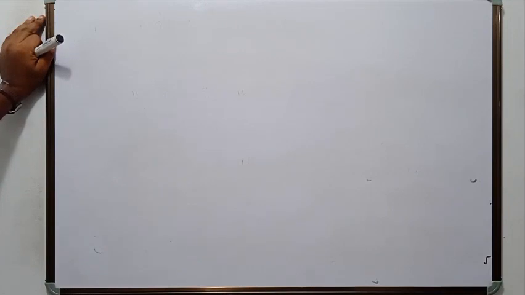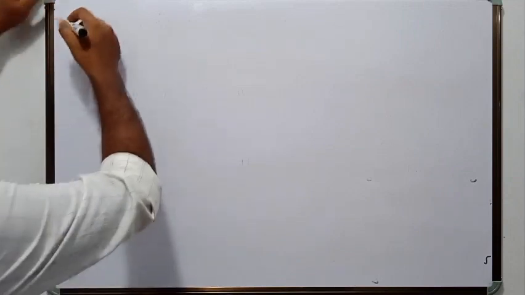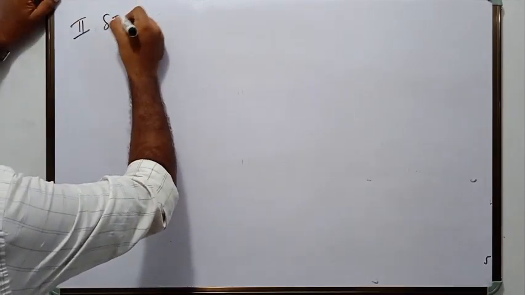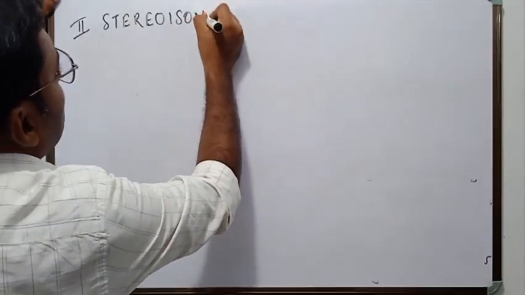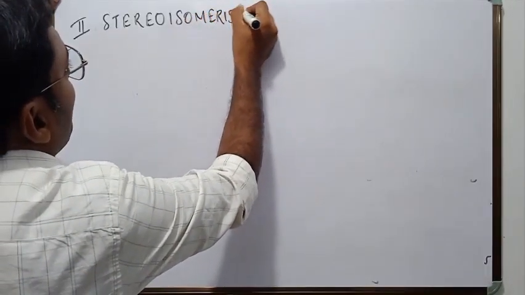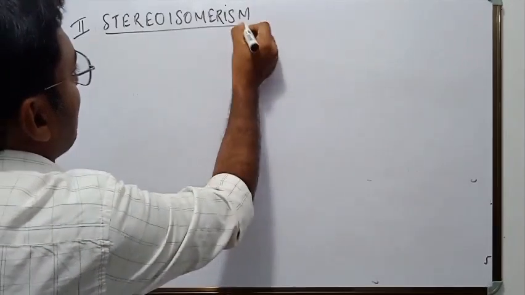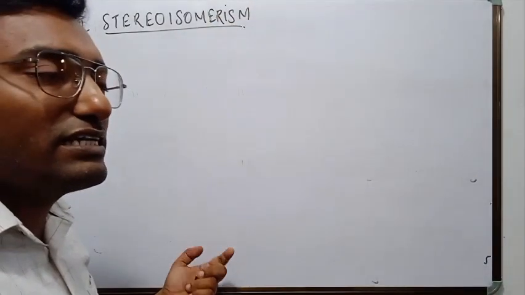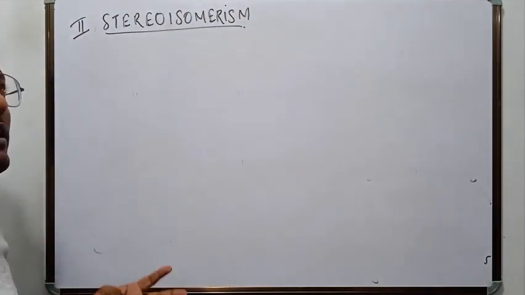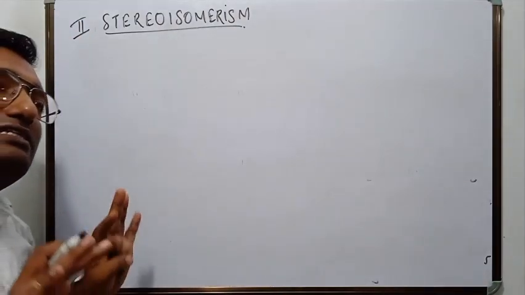Let us now come to stereoisomerism, which is the second type. Now, what is stereoisomerism? In stereoisomerism, the way the atoms are connected is the same. There is no difference in how they are connected to each other. They are connected in the same manner in both isomers.